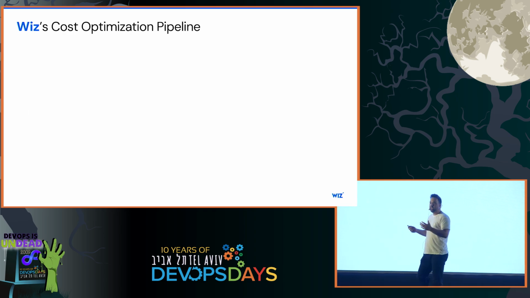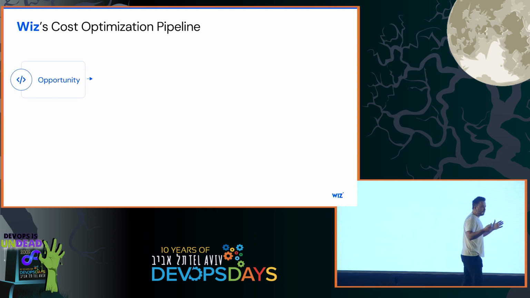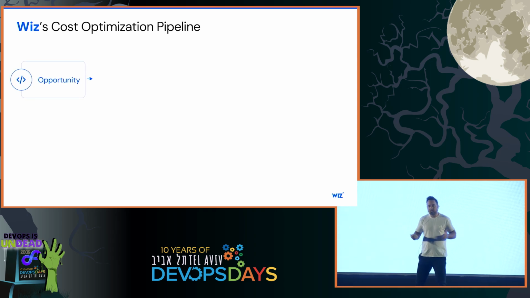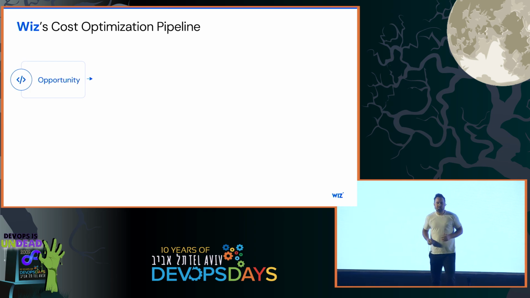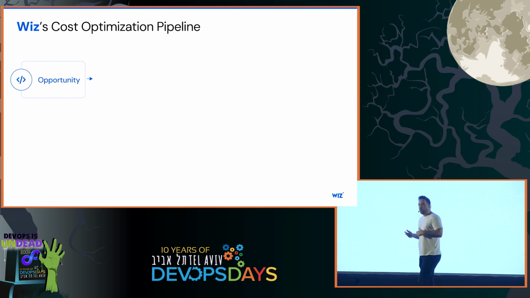Let's see how a cost optimization pipeline at Wiz is usually done. First of all, we are spotting an opportunity. The best cost optimization initiatives at Wiz come from the ground up, meaning the engineering, the DevOps, the technical people, you guys who are familiar with the bits and bytes of the system and have the best ideas on how to create cost optimization without compromising the performance, of course.